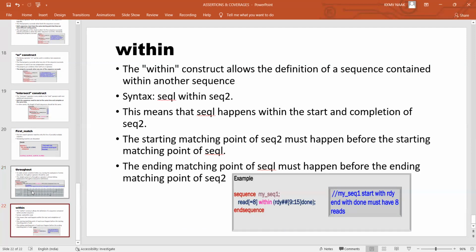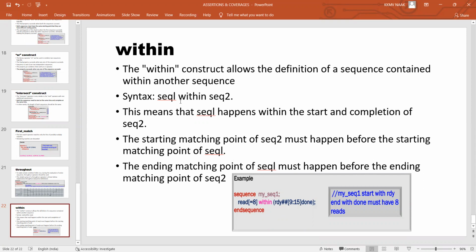Next, within. What does within mean? If you have 2 different sequences, you can use sequence 1 within sequence 2, or you can use it directly like this also. When your read should be high, it should not be high continuously for 8 clock cycles, it can be intermittent. Within this expression, your read should be high 8 times. So it would be like this.